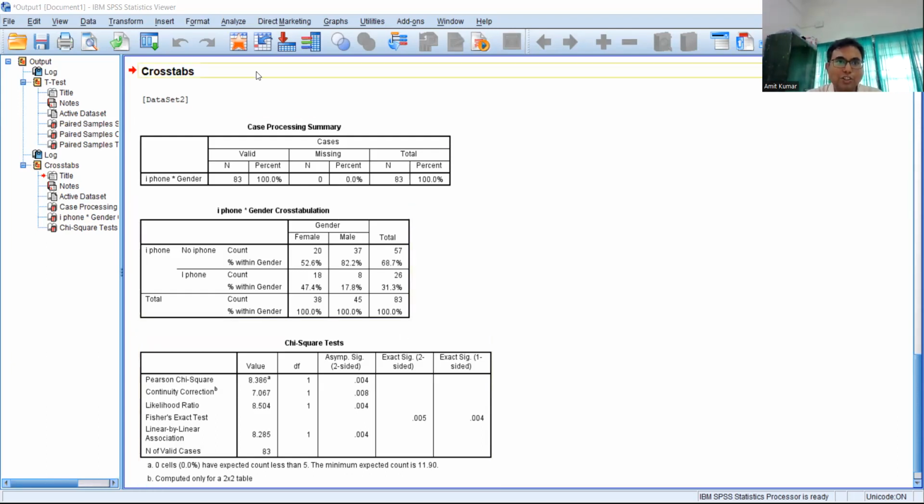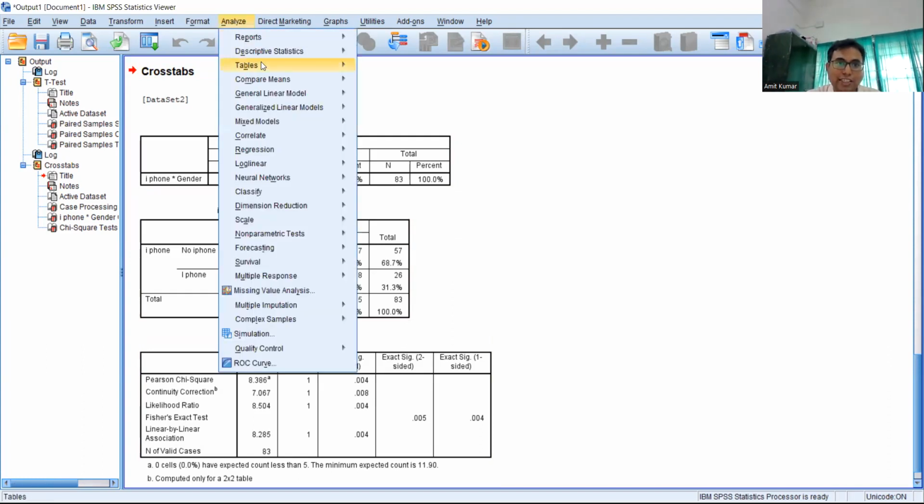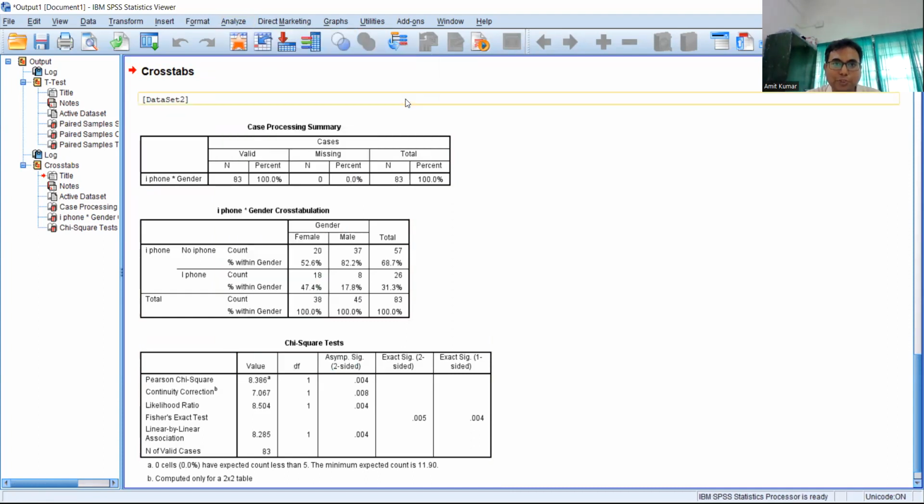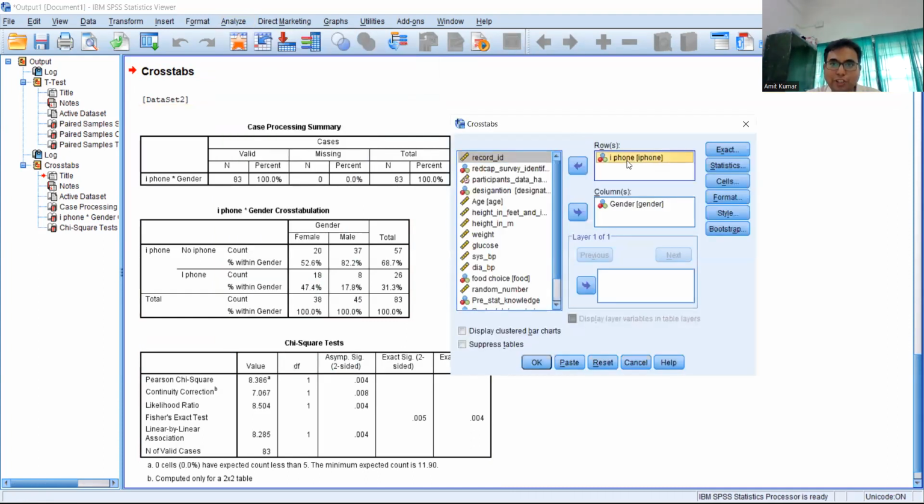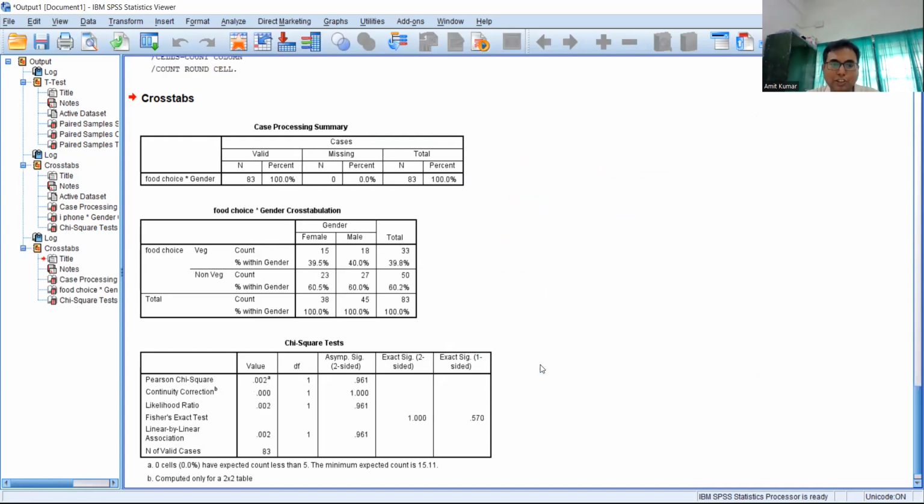Now we will see another hypothesis, for the difference in food choice between male and female. Again, I will go to Analyze, then Descriptive Statistics, then Crosstabs. In the crosstabs, we will remove iPhone and put in food choice. Everything else will be the same. Then again we will press OK, and this window will appear.